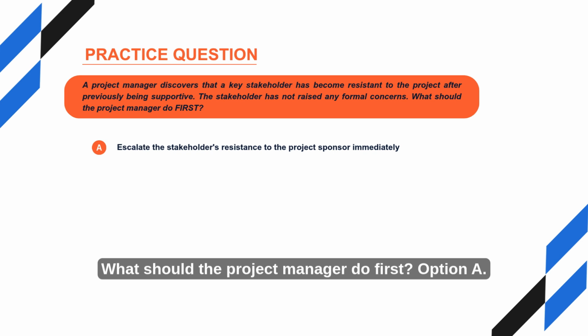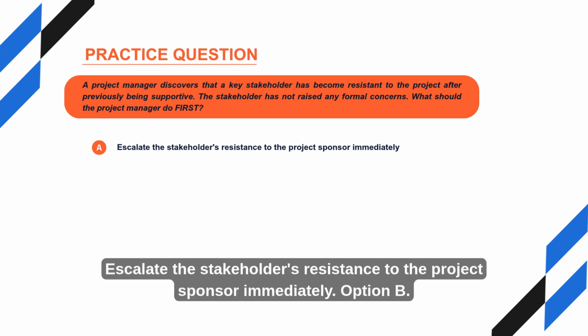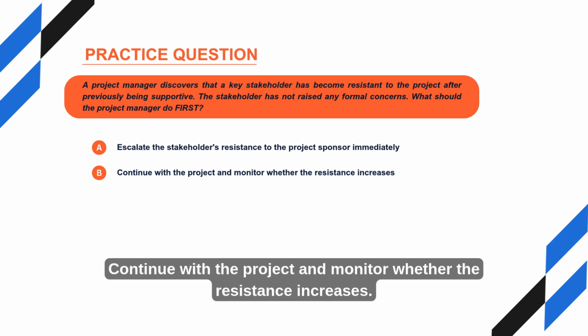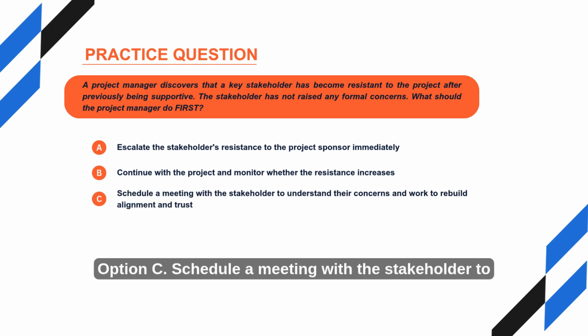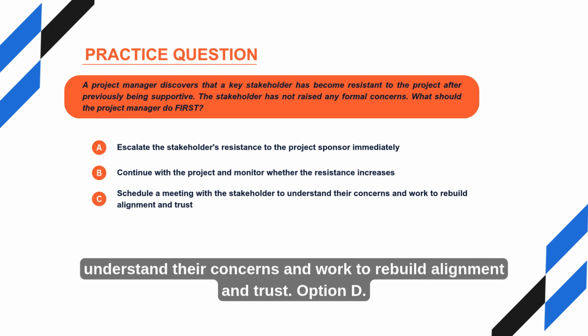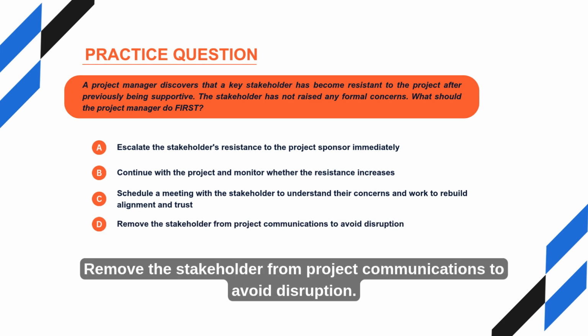Option A: Escalate the stakeholder's resistance to the project sponsor immediately. Option B: Continue with the project and monitor whether the resistance increases. Option C: Schedule a meeting with the stakeholder to understand their concerns and work to rebuild alignment and trust. Option D: Remove the stakeholder from project communications to avoid disruption.